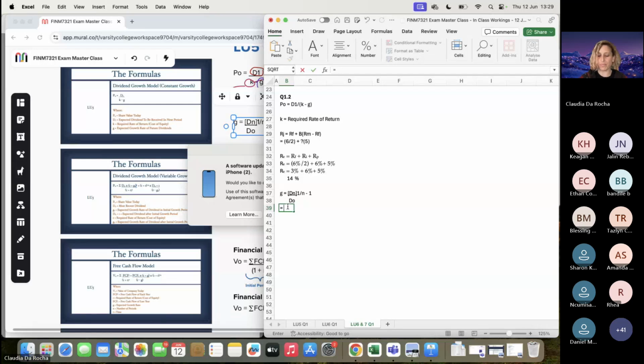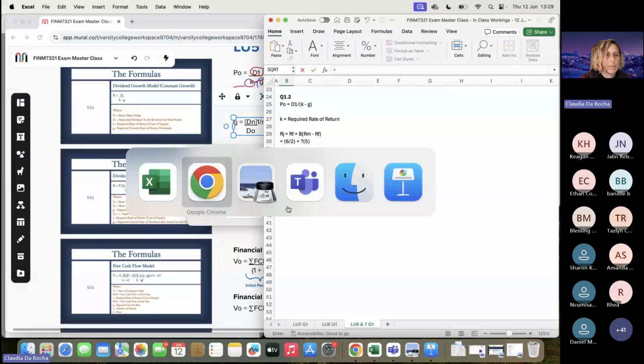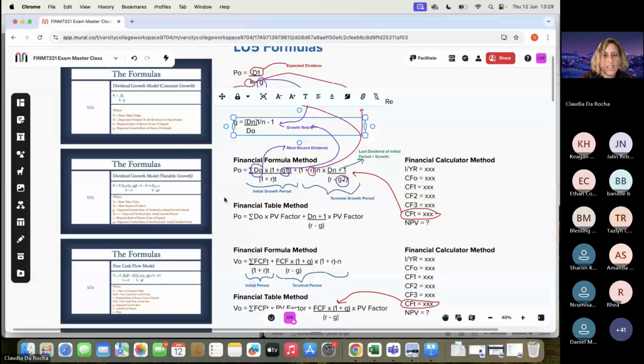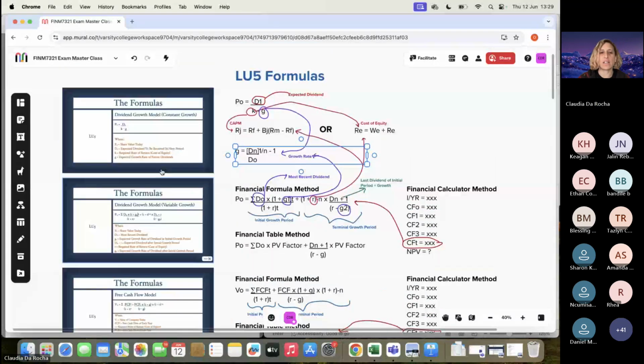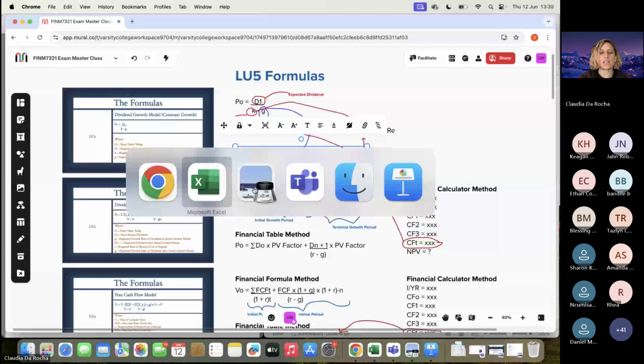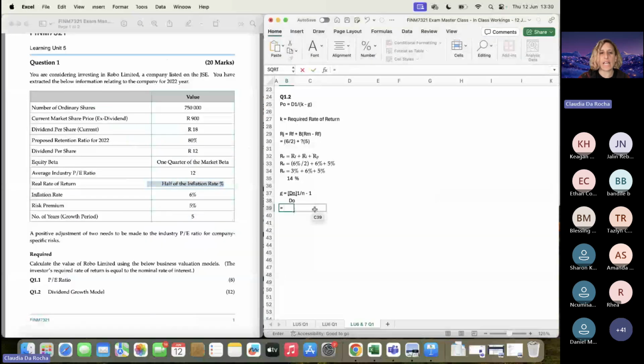To remind us what our Dn means, we need our current dividend. So Dn is the current, so we've got to say 18. We then need the next expected year's dividend, which is the 12. Then we're going to put all that to the power of 1 divided by the n. The n here we know is 5.